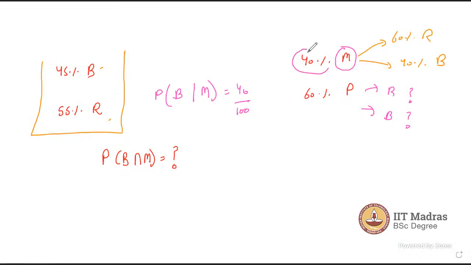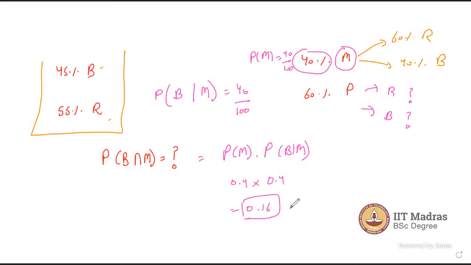And you know that 40% of balls are metallic, so the probability of a metallic ball is again 40 by 100. So applying the multiplication rule, you will simply have 0.4 times 0.4, which is 0.16, right? Any doubt in it?